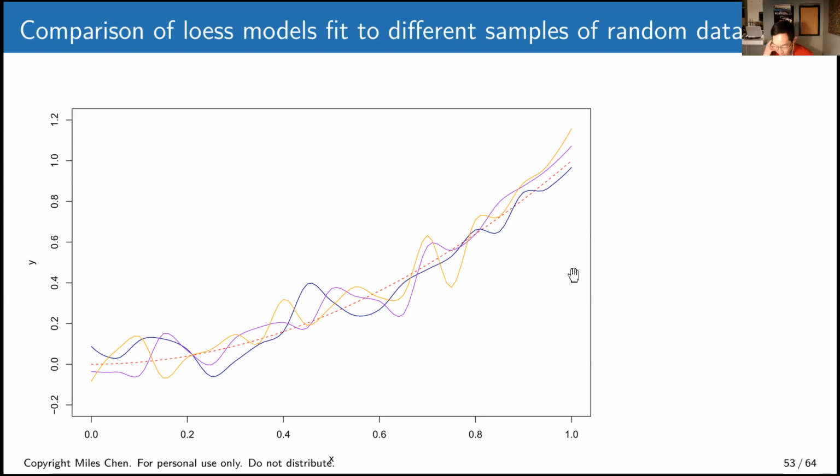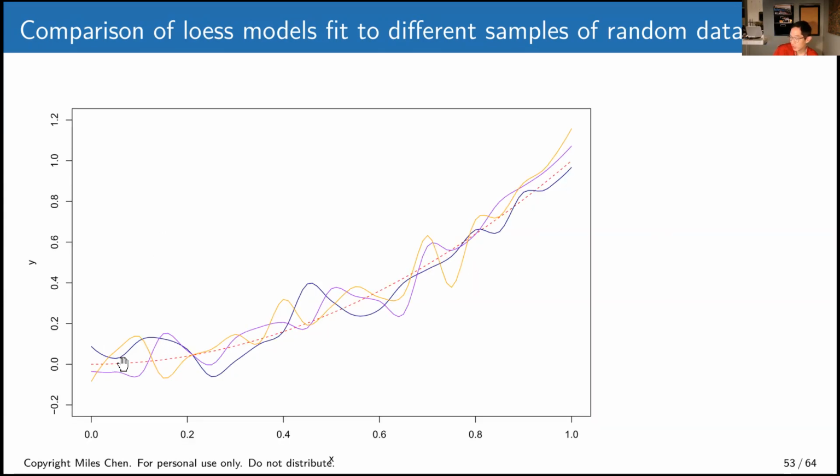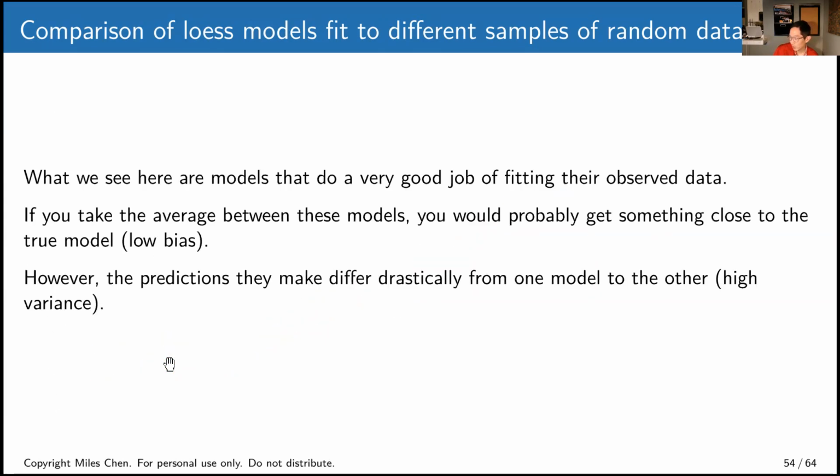So this is kind of the idea that we're going for: if you fit a bunch of these things, the average will be close to the dotted red line. But when you look at each individual line, the individual lines vary quite a bit from each other. So you have low bias, in that the average of these is close to the red line, but high variance, in that one model differs quite a bit from another model.